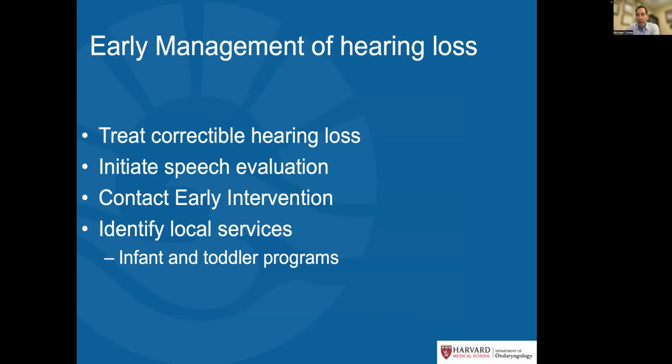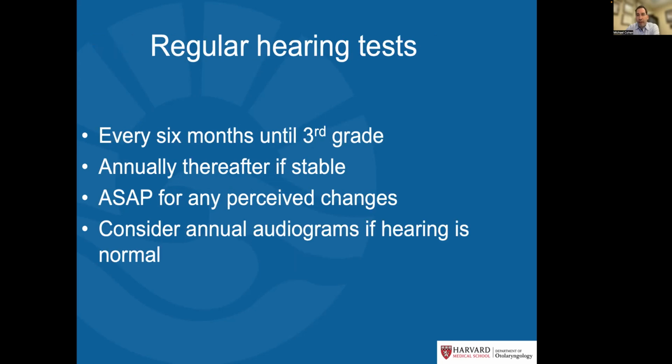So how do we manage hearing loss? Well, for any child with hearing loss, we want to treat it as soon as possible, meaning early detection, treatment of correctable hearing loss with ear tubes or treatment of ear infections, management of middle ear disease, and then a speech evaluation as early as possible. For children less than 3 years of age, early intervention services, and additional local services as appropriate for children with hearing loss. And it's important to repeat hearing testing in children where hearing loss has been identified.